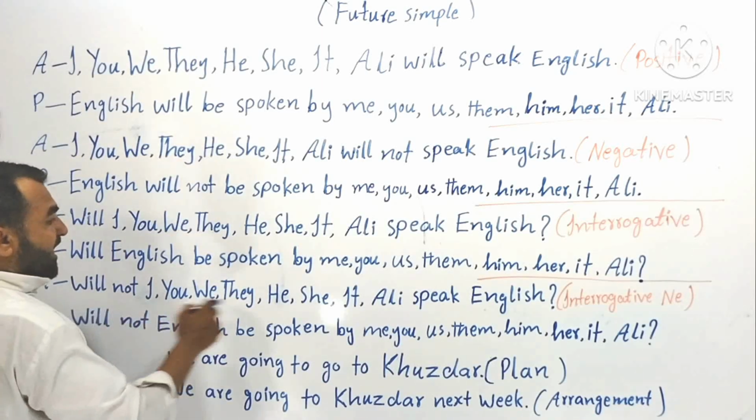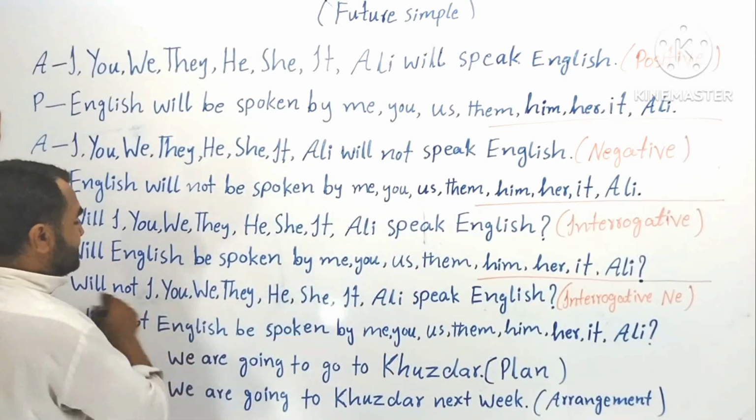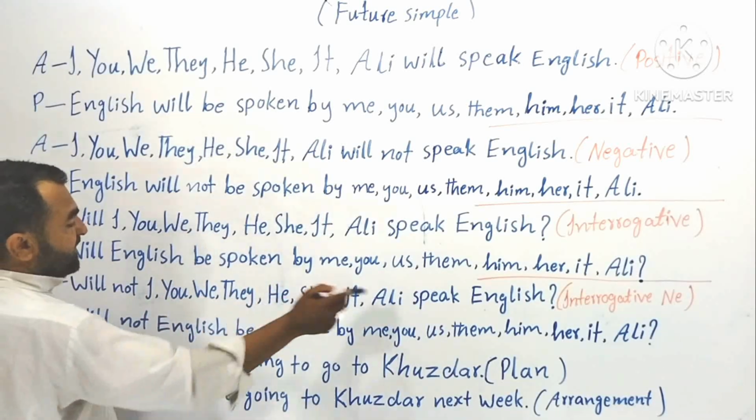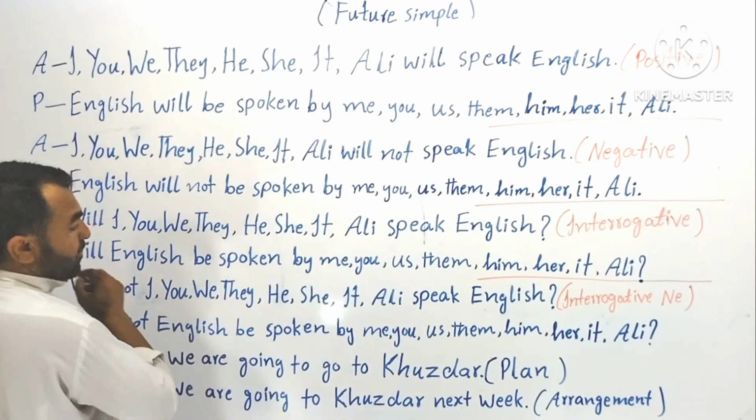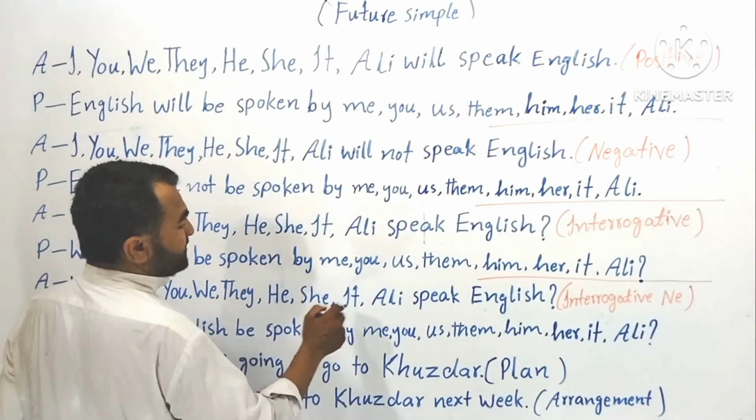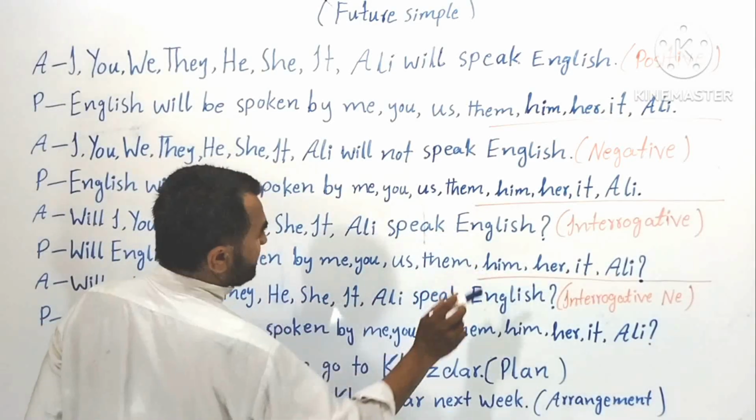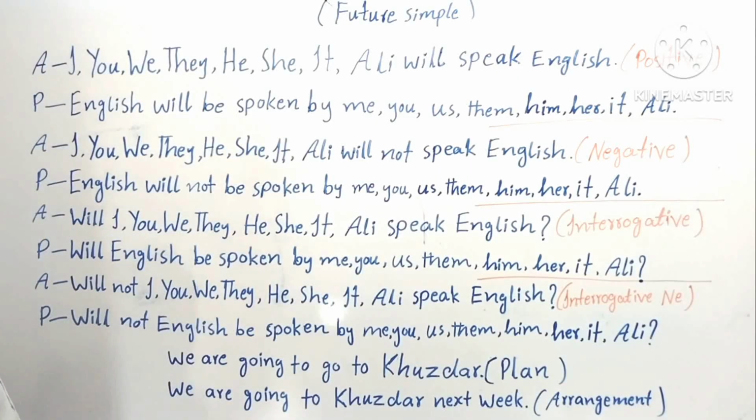So, won't I speak English? Won't you speak English? Won't we speak English? Won't they speak English? Won't he speak English? Won't she speak English? Won't it speak English? Won't Ali speak English? Correct? Now let's read the passive voice. Future simple, passive voice, interrogative negative.